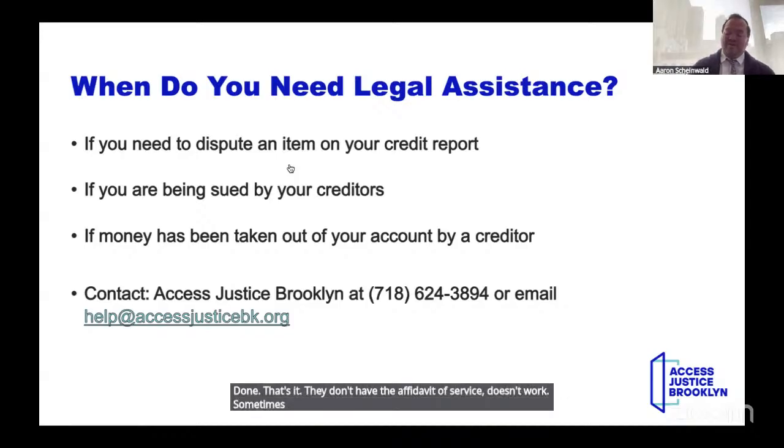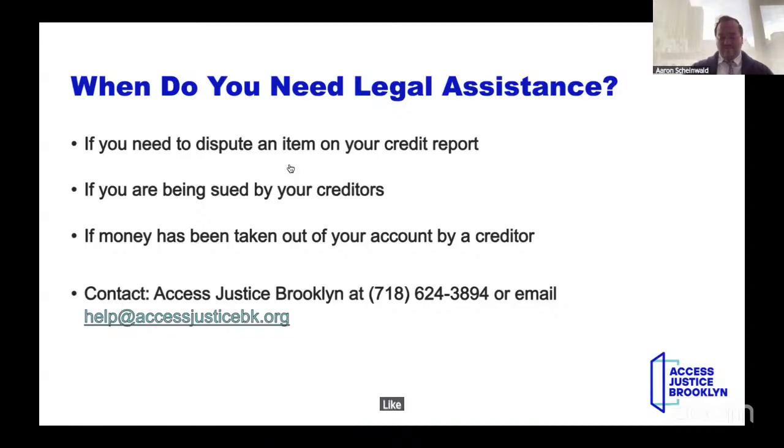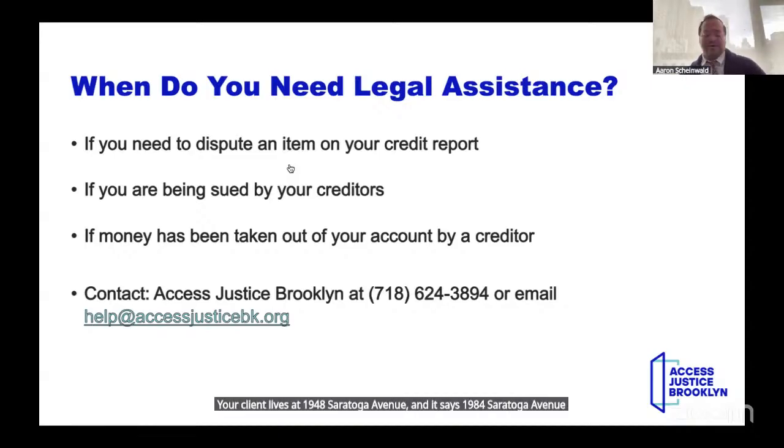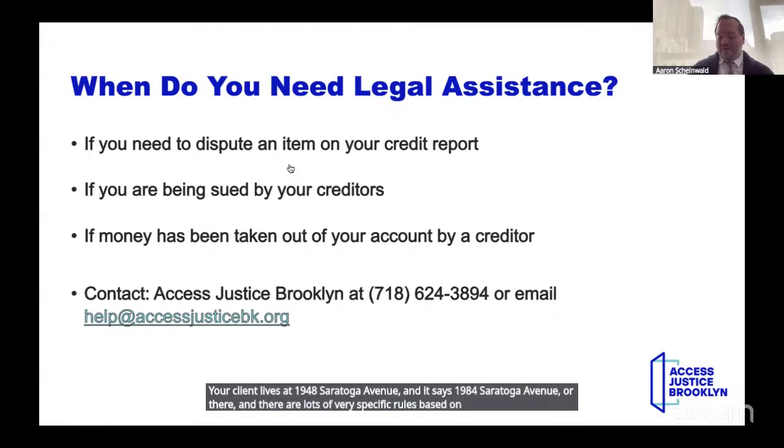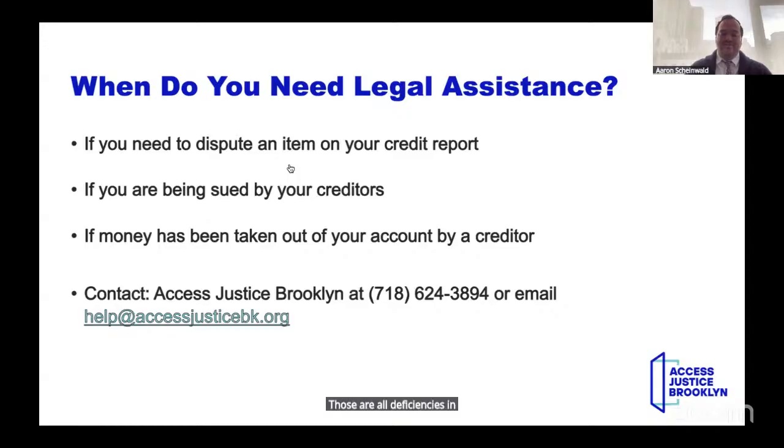Sometimes they're at the mercy of court files the same way that our clients are at the mercy of court files. Otherwise, if they have an affidavit of service and it has an error in it, like your client lives in 4C and they served 4D. Your client lives at 1948 Saratoga Avenue and it says 1984 Saratoga Avenue. Or there are lots of very specific rules based on this. They have to do a mailing within 20 days, and it doesn't say when they did the mailing, or it says they did the mailing, but it doesn't specify the address to which they did the mailing. Those are all deficiencies in the affidavit of service themselves. Those cannot be fixed, and the case should be dismissed.